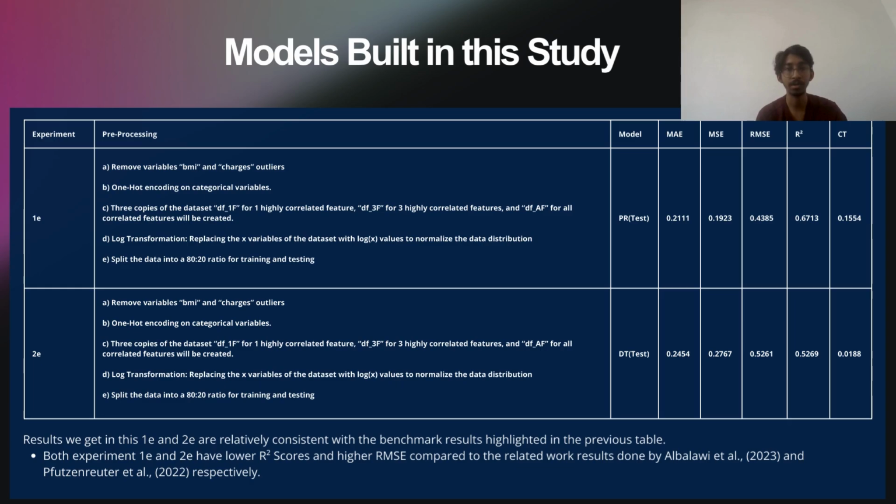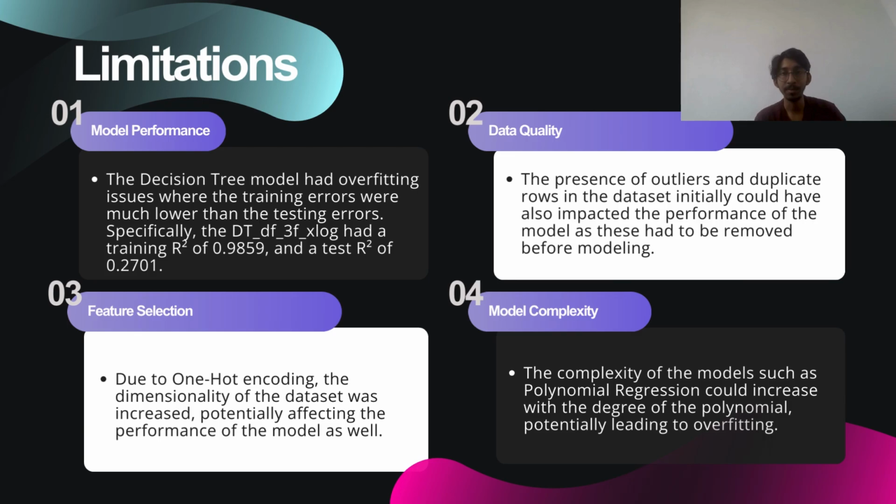The first model is the polynomial regression test, and the second model is the decision tree test. Results we get in these 2 experiments are relatively consistent with the benchmark results that were highlighted in the previous table. Both experiments have lower R-squared score and higher RMSE compared to the related works results done by Al-Balawi and Fortson-Reiter respectively.